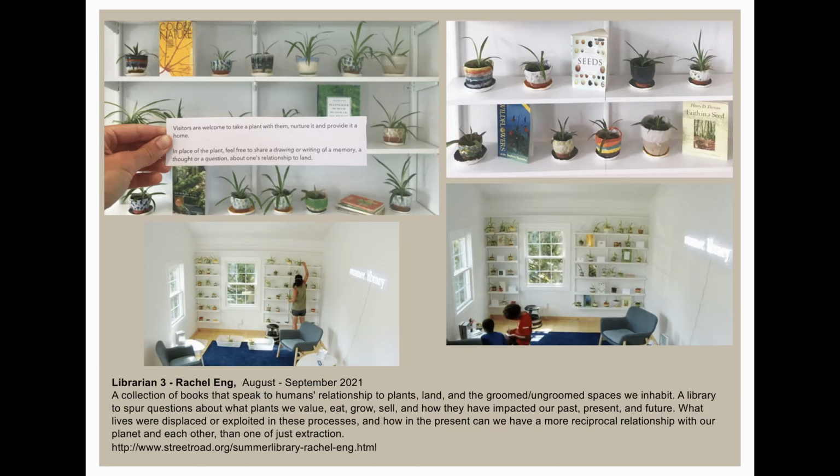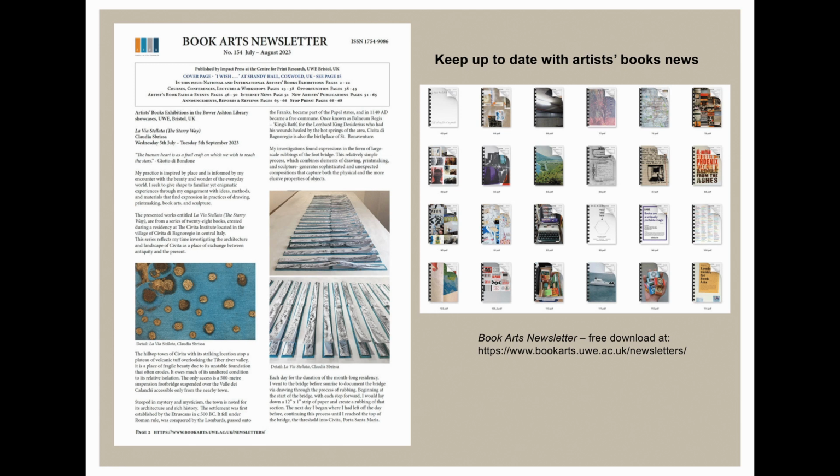And I love this one as well. So this is Rachel Eng from 2021, with a lovely library of books about plants, land, and spaces within the environment. The idea is you can take a plant from the library as well, and then in place of the plant that you take, you make a drawing or a piece of writing or a memory about your relationship to land. So that library is constantly evolving into this kind of gorgeous environmental conversation around libraries and nature and art and plants. So I'm almost done now.